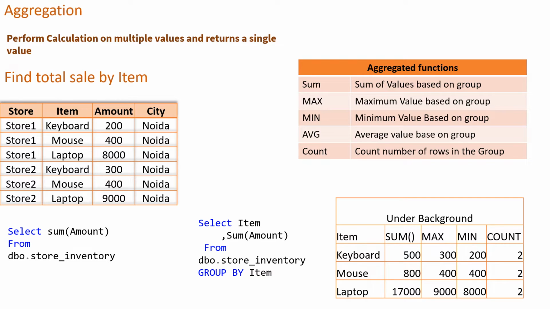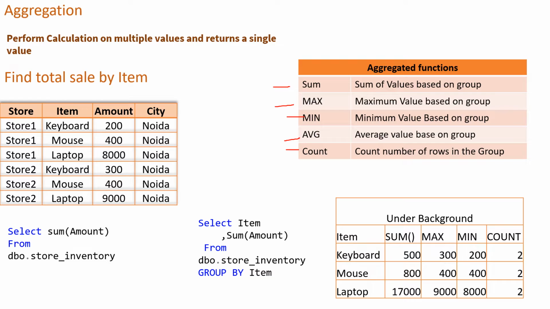Aggregation is a very important aspect in SQL Server, and in real-time scenarios 99% of the time an aggregate function will be used with the group by clause. So let's see the aggregation. Aggregation is nothing but it performs a calculation on multiple values and returns a single value. The frequently used aggregate functions are sum, max, min, average, and count.